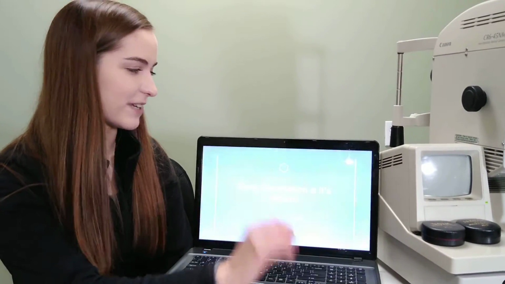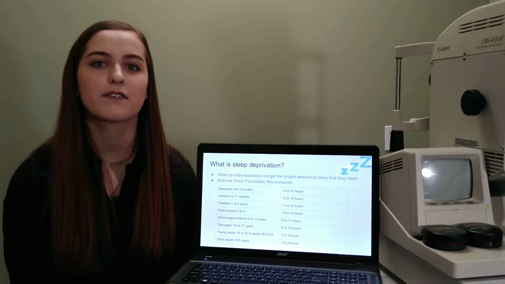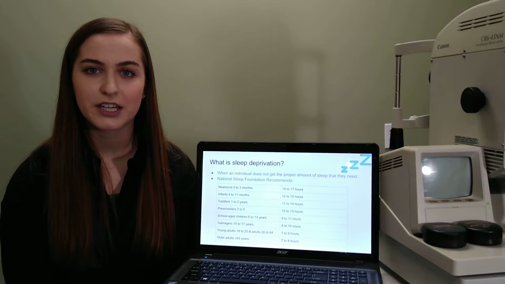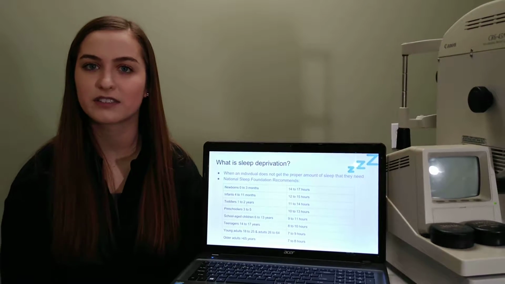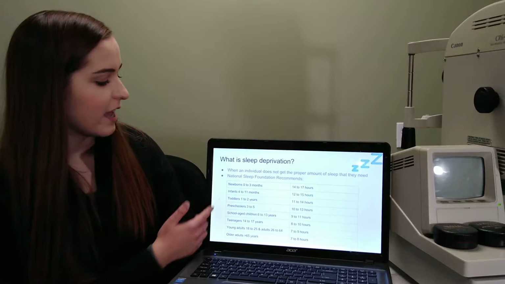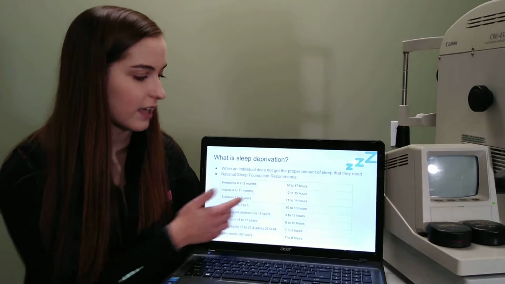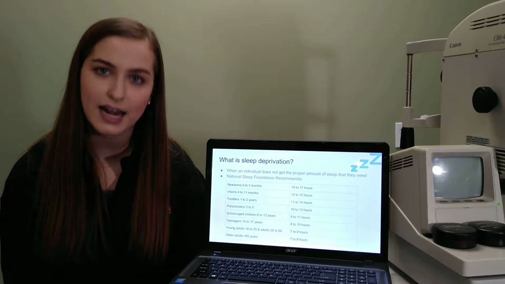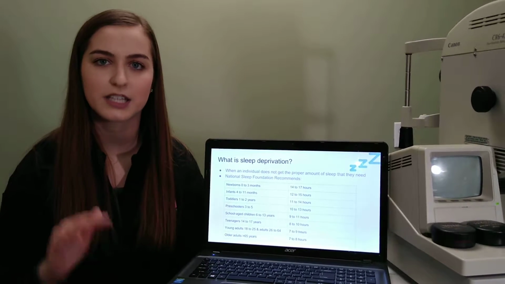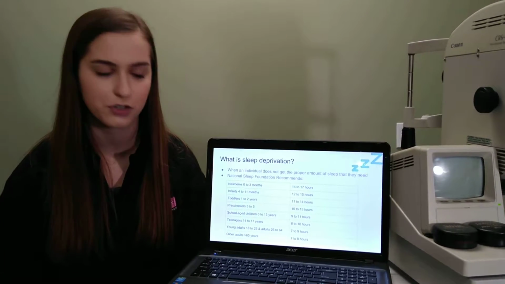Alright, so sleep deprivation is when the individual does not get the proper amount of sleep that they need. The important thing to realize about this though is that depending on your age, you might need more sleep than someone else. So if you're a toddler, you might need 11 to 14 hours of sleep. However, if you're an adult, you might only need 7 to 9 hours of sleep. So it's really important to know which category you fall in and how much sleep you should be getting each night.